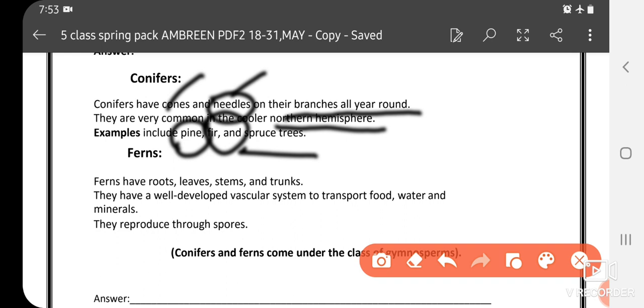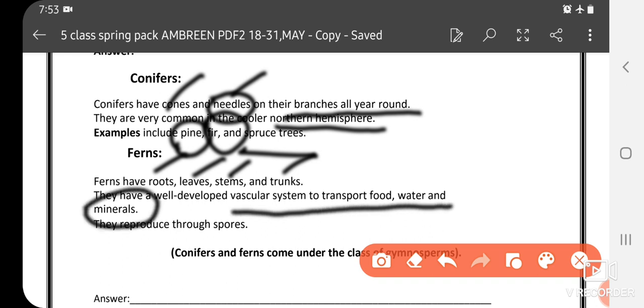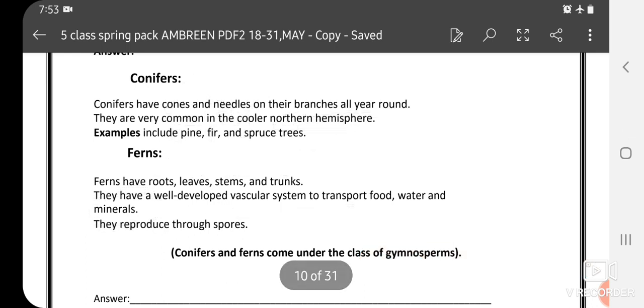Now ferns have roots, leaves, stems and trunks, means proper vascular system. Next, they have a well developed vascular system to support food, water and minerals. Yesterday I told you the vascular system means presence of xylem and phloem tubes. Xylem supports a plant to transport water, while phloem helps to transport the food materials.